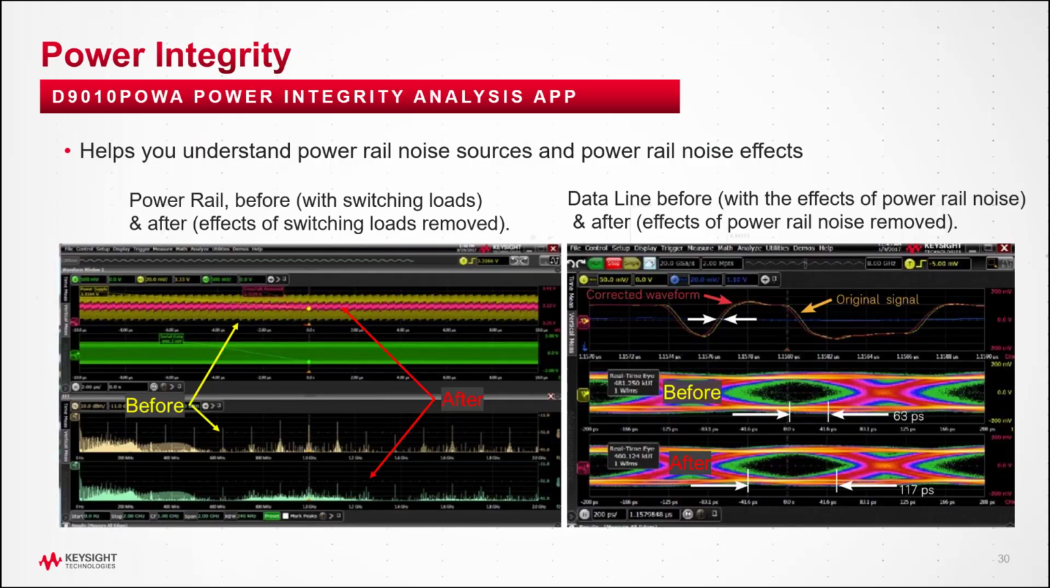Now, in addition to using something like a power rail probe to actually look at the rail quality, we might want to understand a little bit about where the noise is coming from, or what the effect of that noise is on my power rails. Well, that's what this Power Integrity Analysis app, the D9010 POWA, does. It helps us understand power rail noise sources and power rail noise effects.